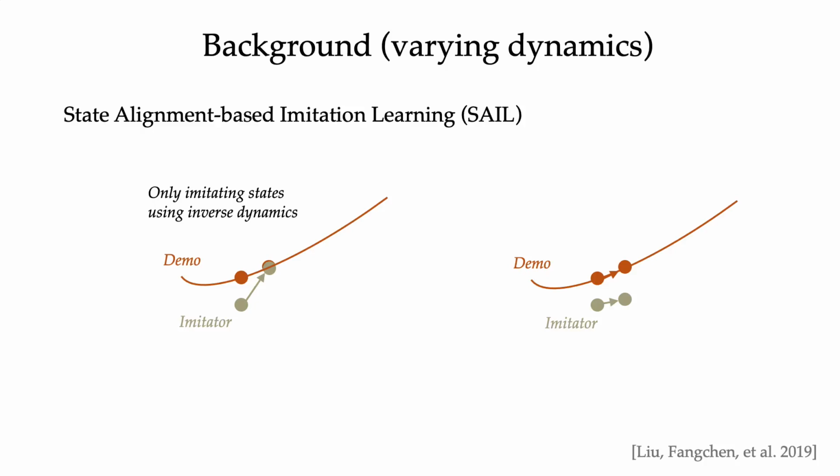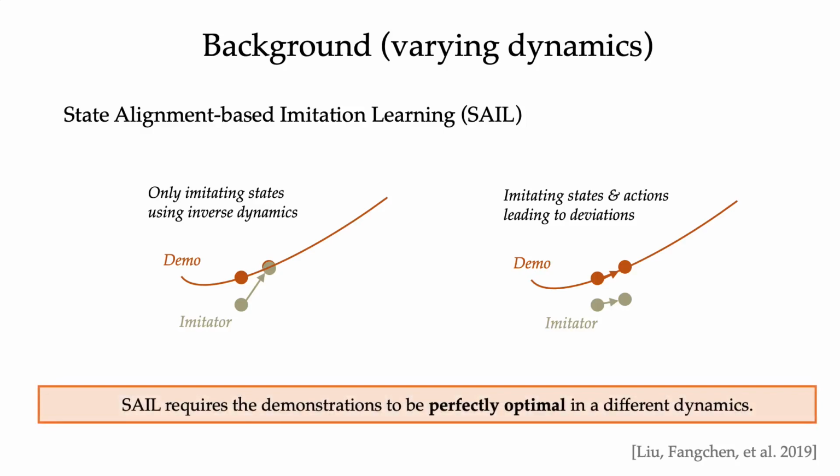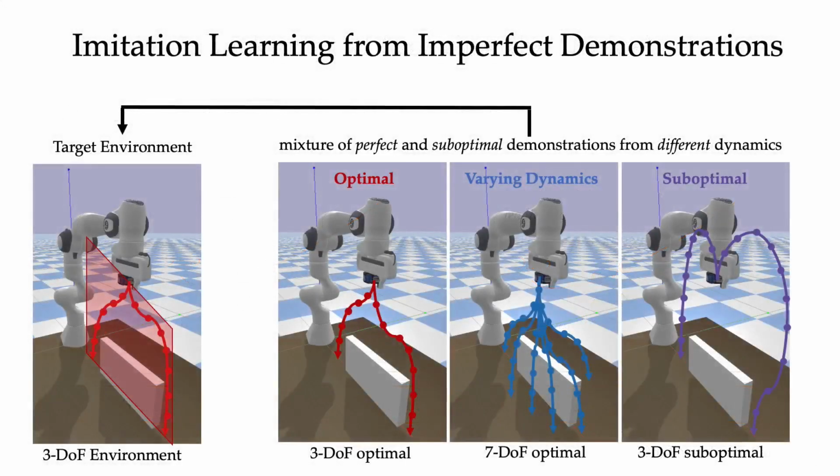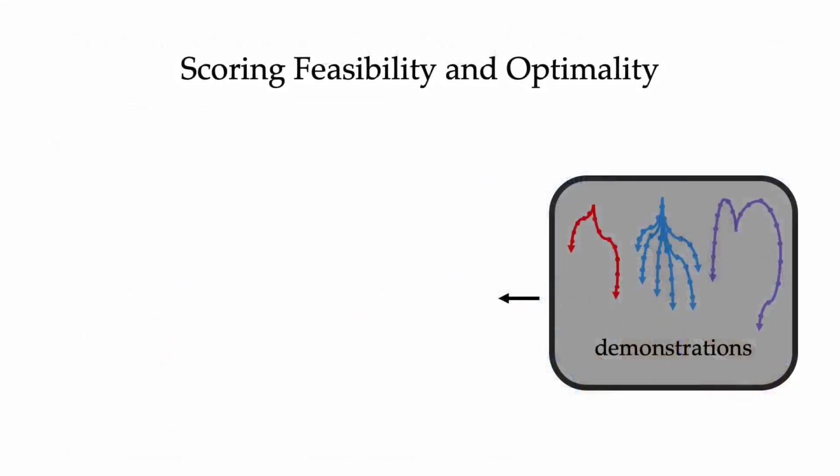So this work imitates state sequences and recovers the actions through unknown inverse dynamics. However, SAIL requires the demonstration to be perfectly optimal in a different dynamics. The prior works either focus on the imperfect demonstrations or demonstrations from different dynamics. Recall that our setting allows that the demonstrations are imperfect demonstrations from agents with different dynamics, so prior works cannot deal with our problem setting.